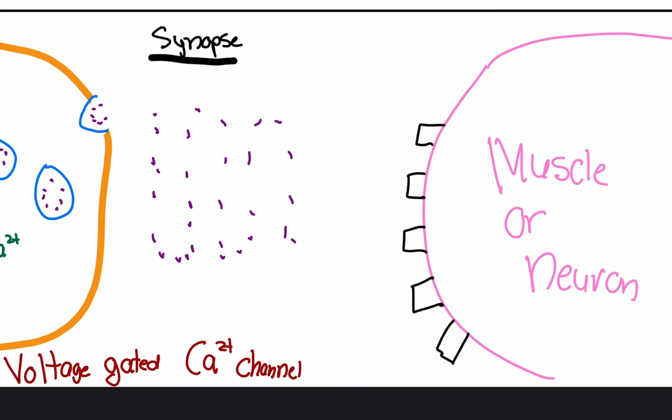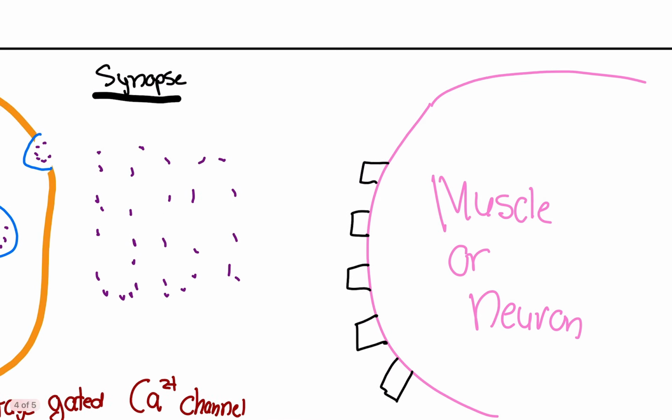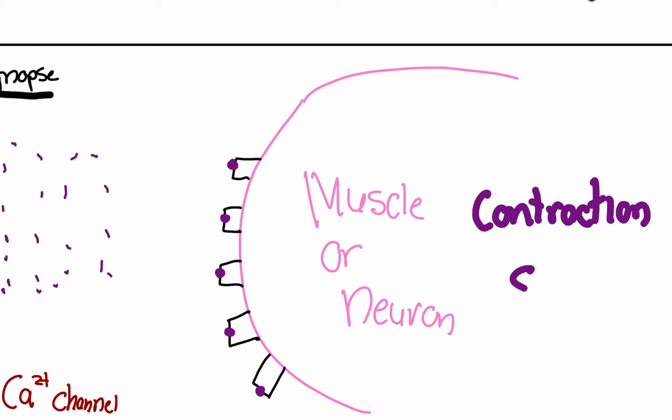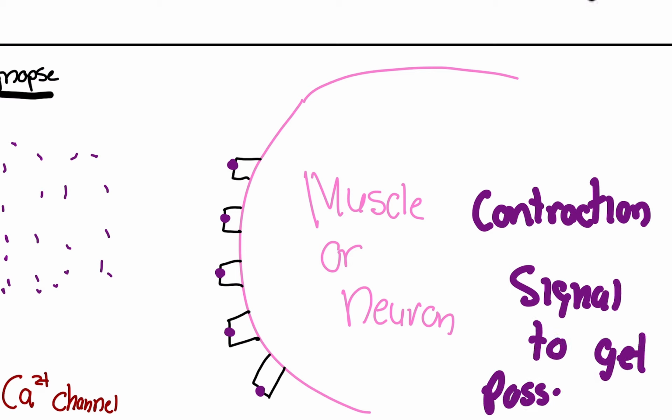So these neurotransmitters that we released are going to bind to receptors. There are receptors on the place we're going to. It could be a muscle, it could be a neuron, it doesn't matter. There are receptors on the receiving end, and the neurotransmitters will bind to the receptor. And this will cause contraction to happen or the signal to get passed on.